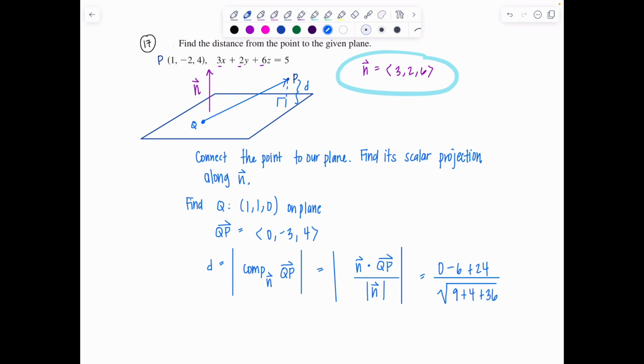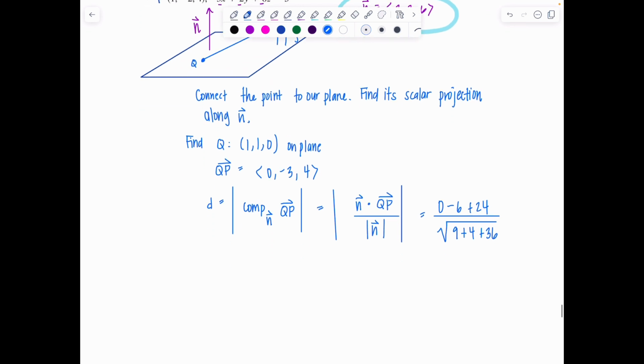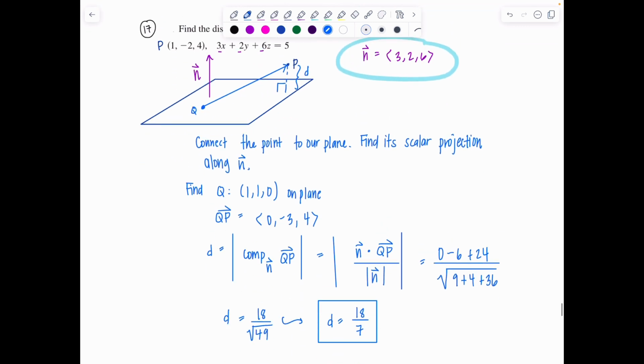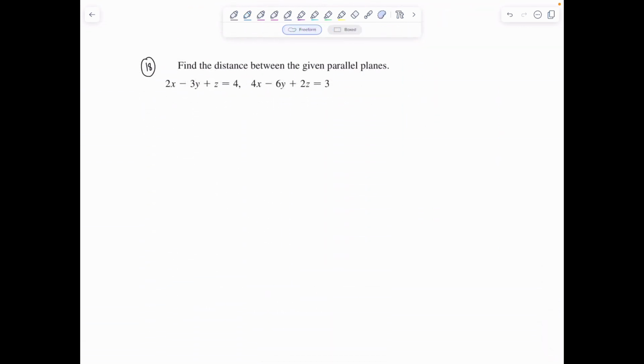Good? Okay, so -6 plus 24, that's going to give me 18 over the square root of 49. How nice. So then we could say the distance is equal to 18/7. Beautiful. How are we doing? Good? Okay, so this is how we find the distance from a point to a plane. Next setup. Okay, number 18.